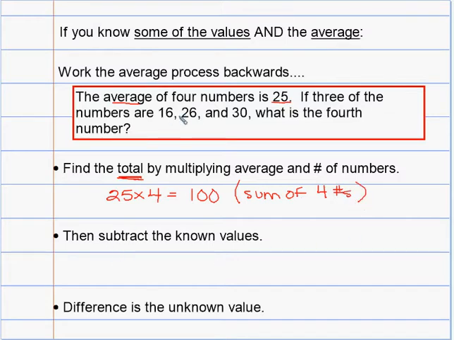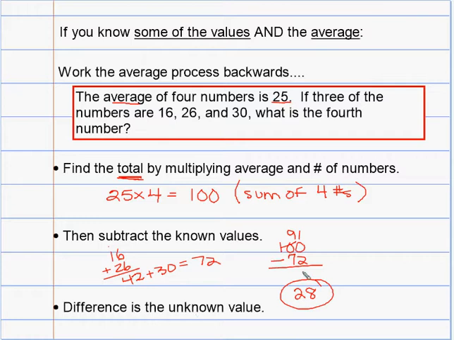Okay, but I only know 3 of them. So I'm going to subtract the 3 that I know from the 100. So let's add these up first. 16, 26, 42, plus that 30 is 72. So take the 100 that I know I need and subtract 72, and I get 28. And that difference is the unknown value.